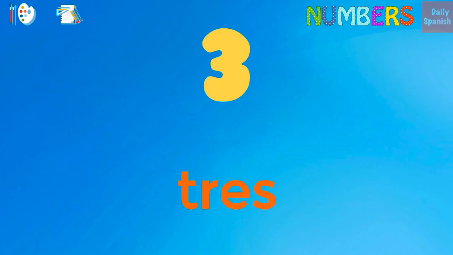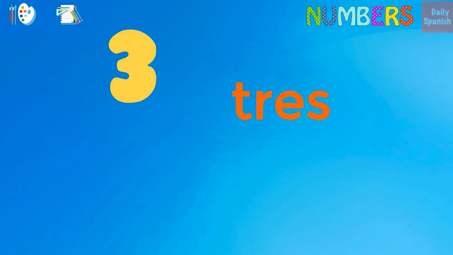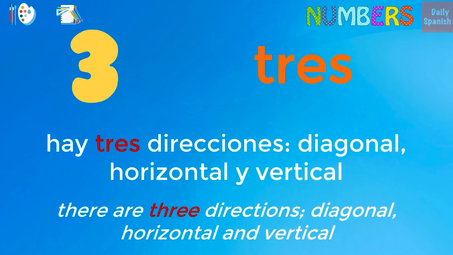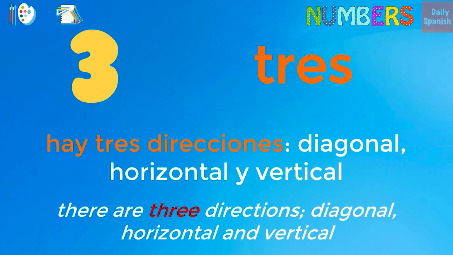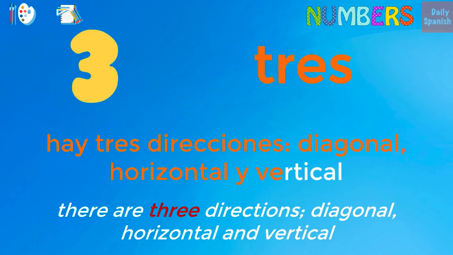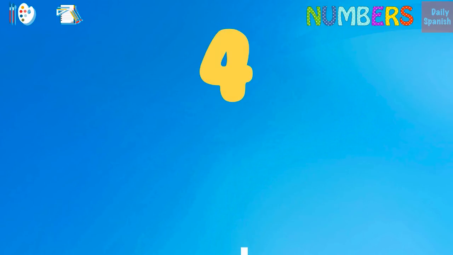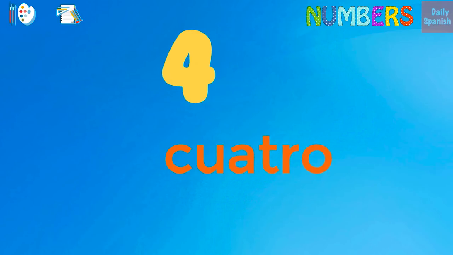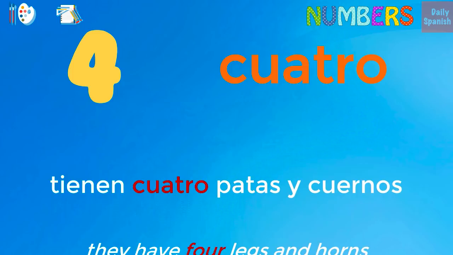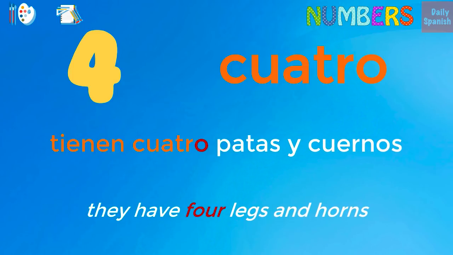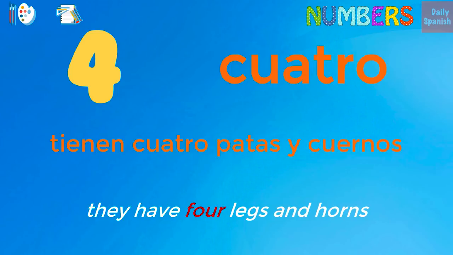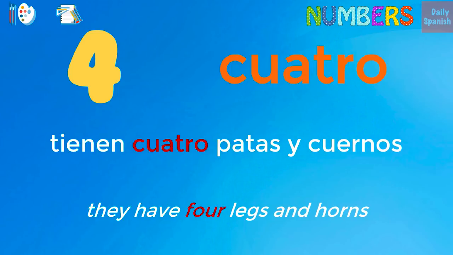Tres. For example, hay tres direcciones: diagonal, horizontal, y vertical. There are three directions: diagonal, horizontal, and vertical. Cuatro. For example, tienen cuatro patas y cuernos. They have four legs and horns.